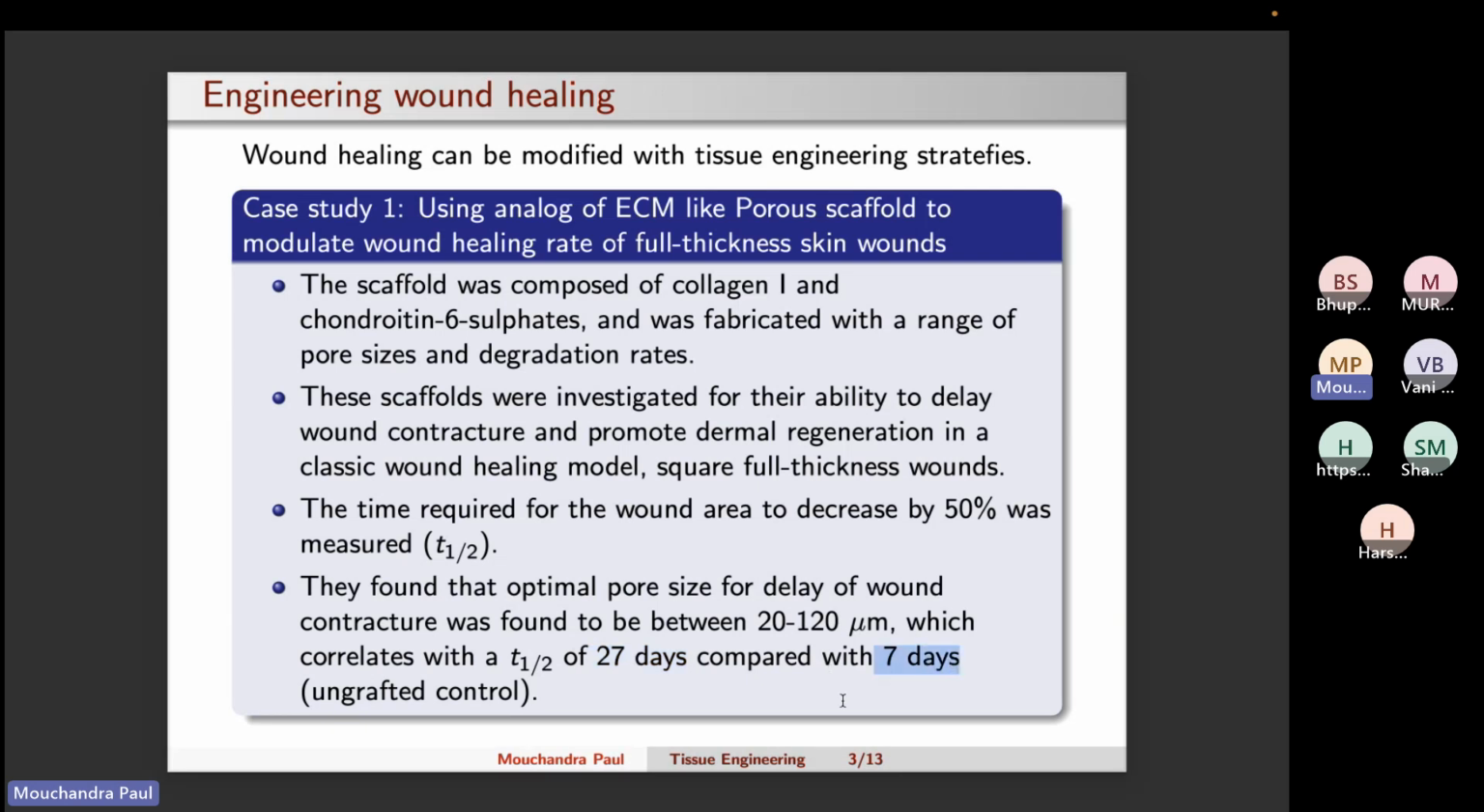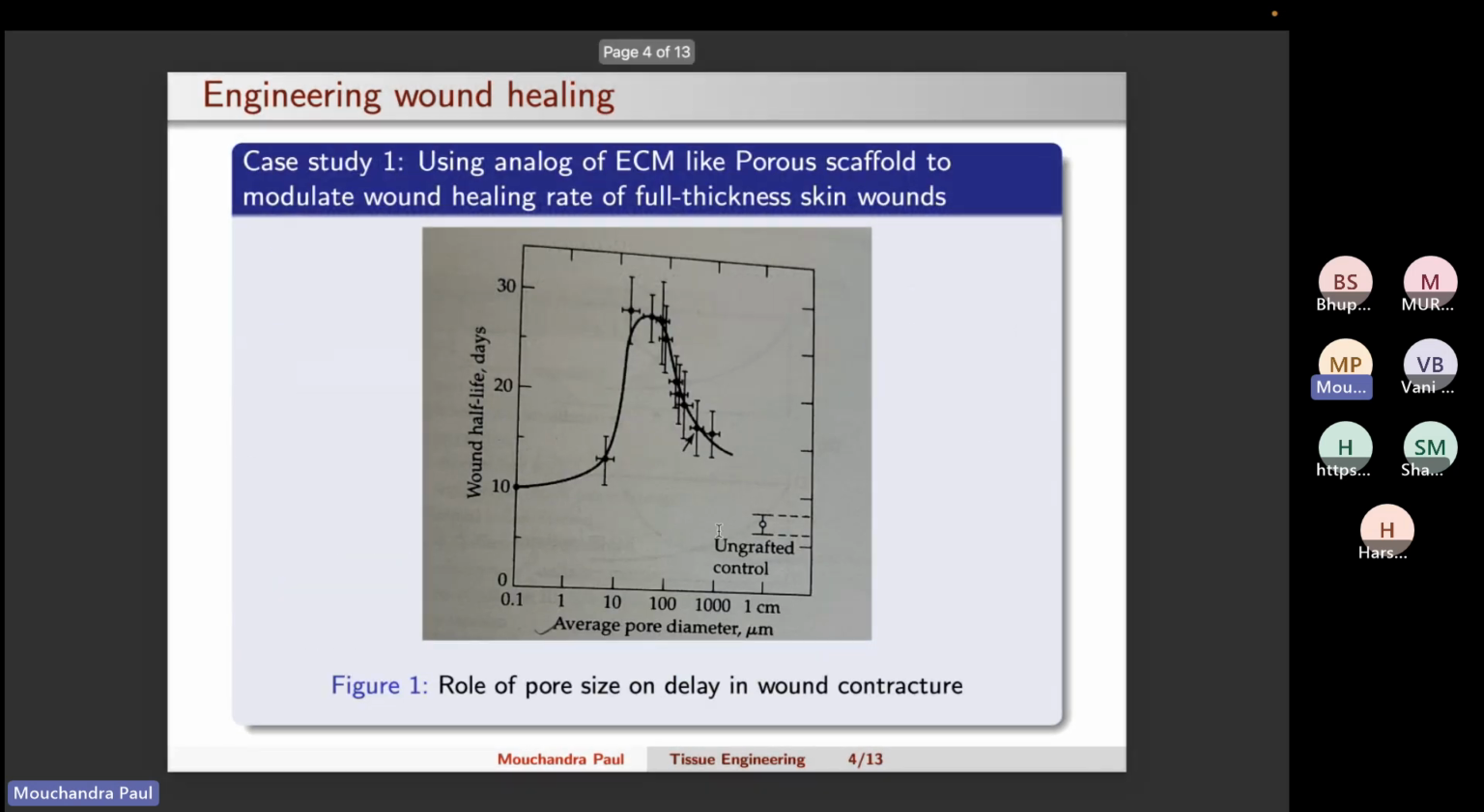So here in this graph you can see the T half values given in the y-axis, and in the x-axis is the pore size, the average pore diameter. So here it is around 20, and here around 120. You can see the peak, this bell-shaped peak here. And in the y-axis, it is around 27 to 30, this many days.